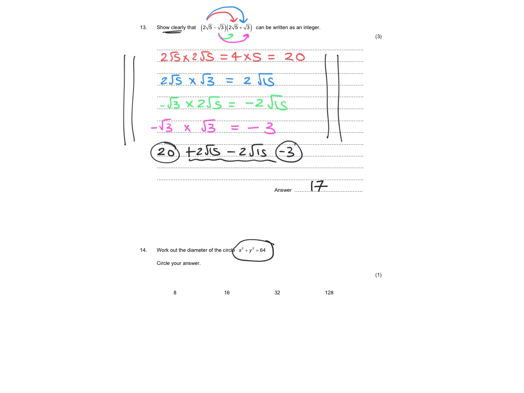Now, in the equation of this circle over here, we know the equation of a circle is x squared plus y squared equals the radius squared. So 64, the radius squared, tells us the radius must be 8, which means the diameter is double the value of the radius, so it's 16. Question 15, part A, 64 to the power of negative 2/3.